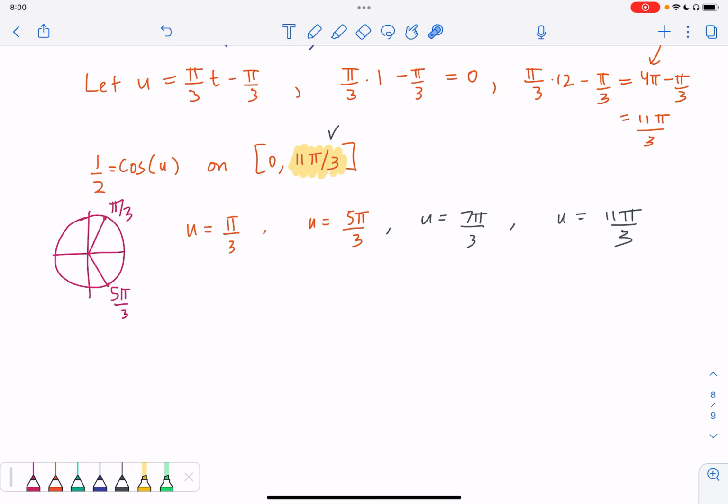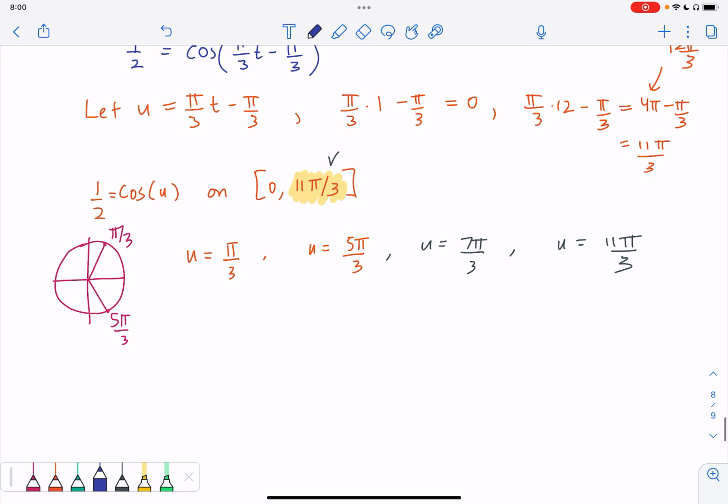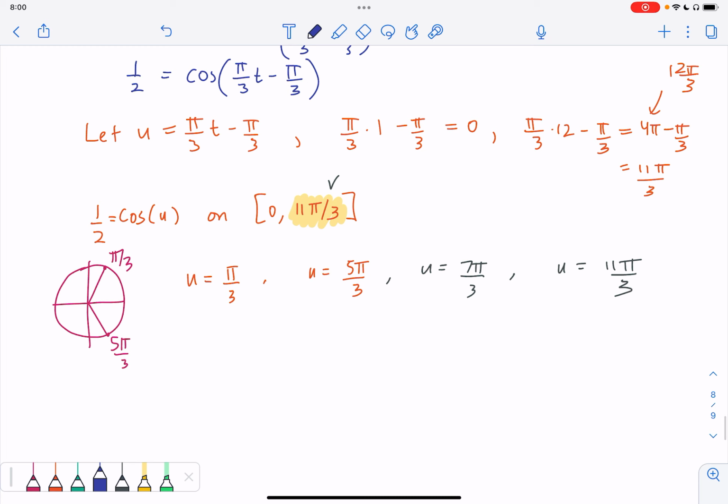Okay, so now that I have those in terms of u, I'm just going to go back and replace them in terms of my, let's see what I had, t. So I said let u be pi over 3 t minus pi over 3. So now my job is just to replace it back. So I have pi over 3 t minus pi over 3, and that is equal to pi over 3. One thing that's going to make our life a little bit easier here is to just divide pi over 3 from each term. What would happen if I did that? Well, this would be t minus 1 equals 1, and so t equals 2.